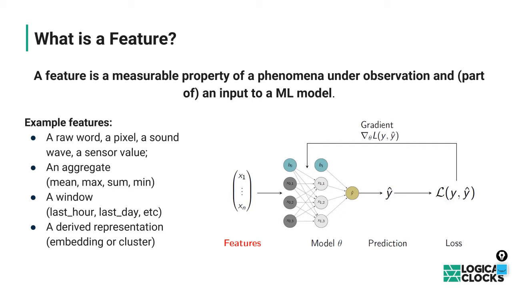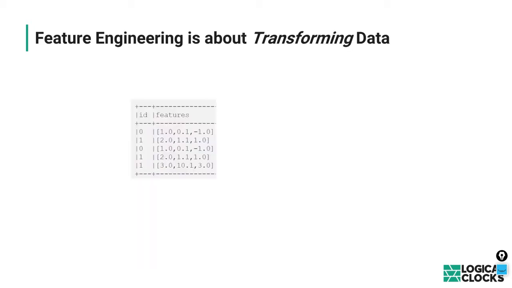But features can be very complex and they can be very simple. They're the main input to our models. It's the data that we take into our models. And features are numerical, is the other point.